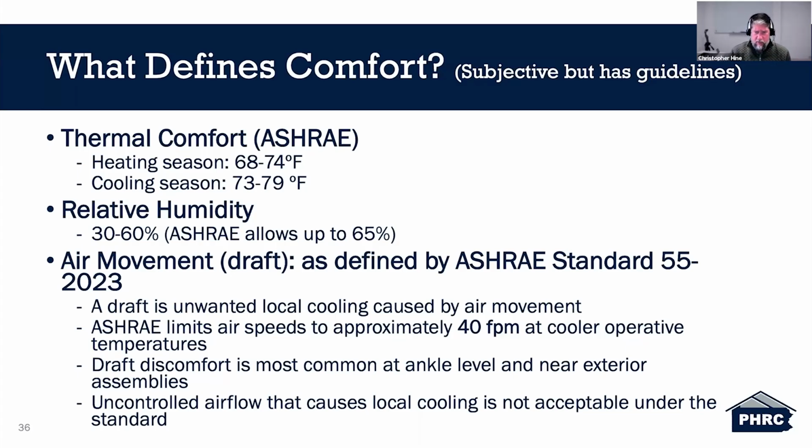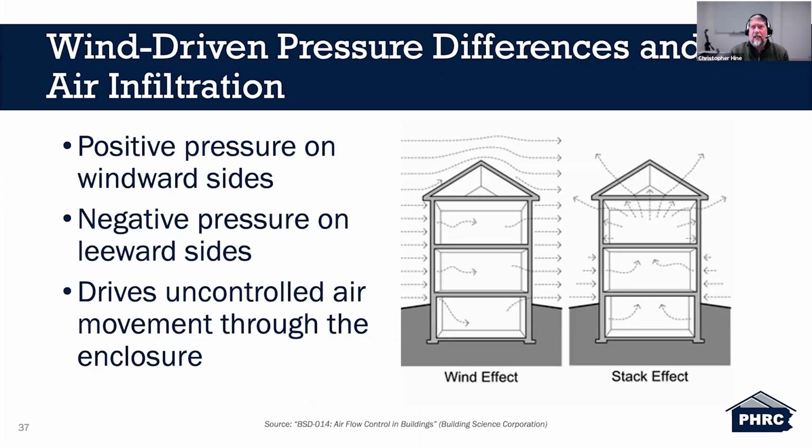And if you're wondering what 40 feet per minute equates to, based on the research that I've done, that's the turbulence that you leave behind when walking, right? So if you're standing still, somebody walks past you and you feel that draft, that's roughly 40 feet per minute. It's enough movement of air that will not typically blow out a candle, but it does make that flame move and flicker side to side. Draft discomfort is most common at the ankle level, and uncontrolled airflow that causes local cooling is not acceptable under this standard.